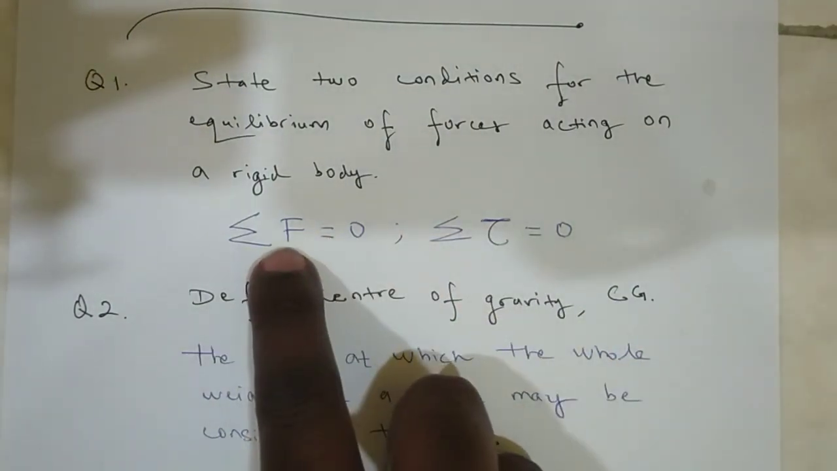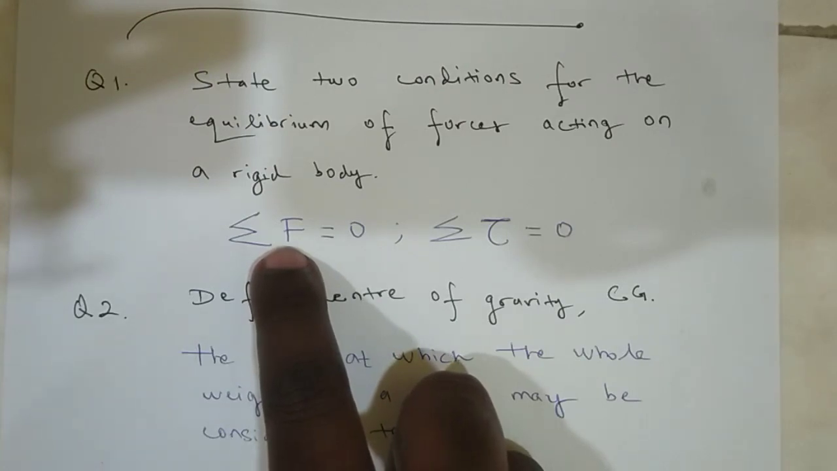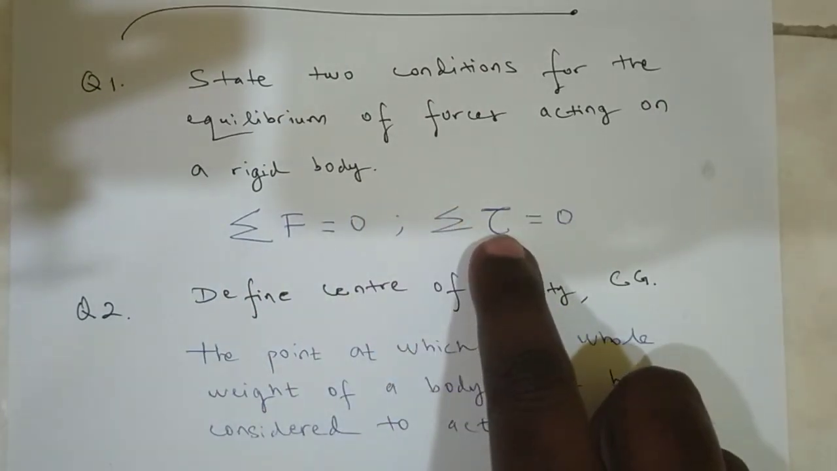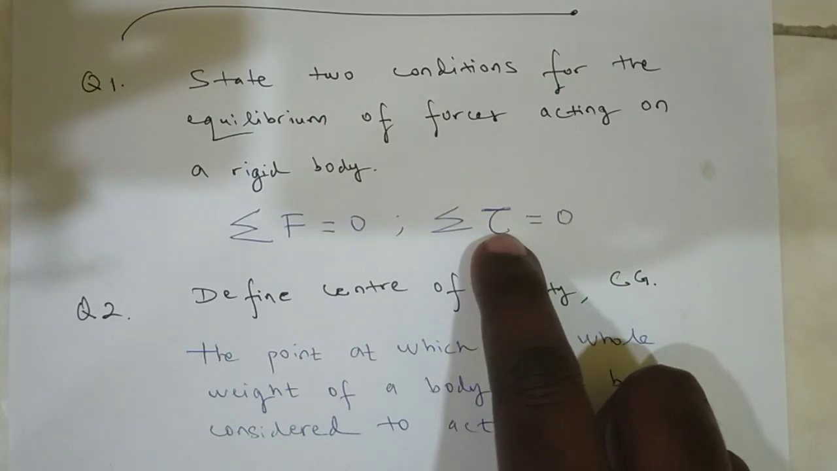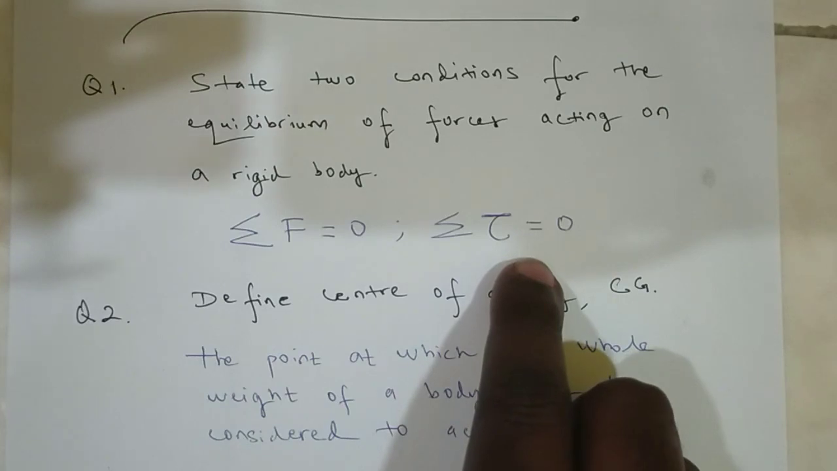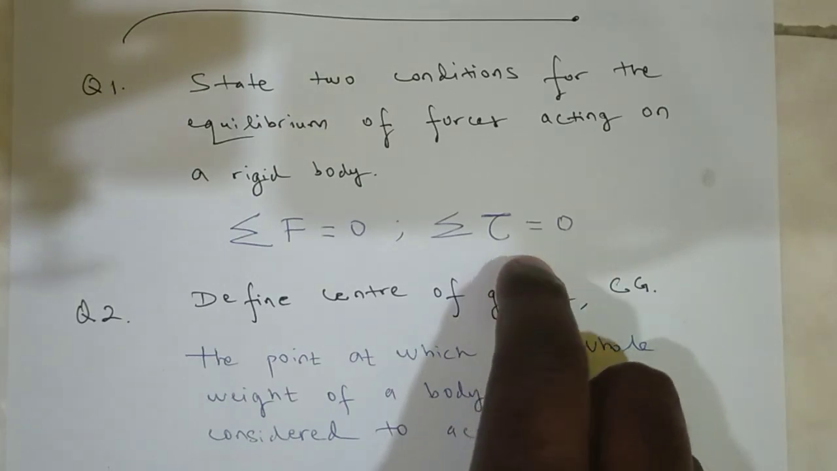Condition 1 implies that the sum of the components of forces along any direction is 0. Condition 2 implies that when we take moments about an axis, the sum of clockwise moments equals the sum of anti-clockwise moments. Both condition 1 and 2 are necessary for the equilibrium of a rigid body.